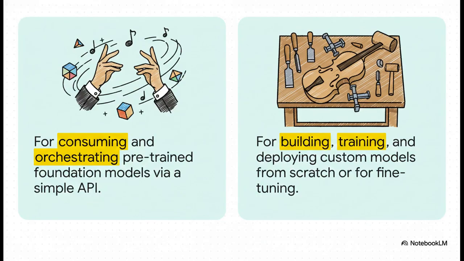So here it is, the simplest way to think about it. This is your key takeaway. You use Bedrock when you want to use and combine existing world-class models through an easy API. You use SageMaker when you need to build, train, or seriously customize your own models from the ground up. It really just boils down to this: are you using a tool or are you building the tool?